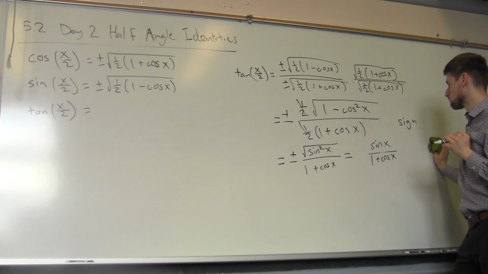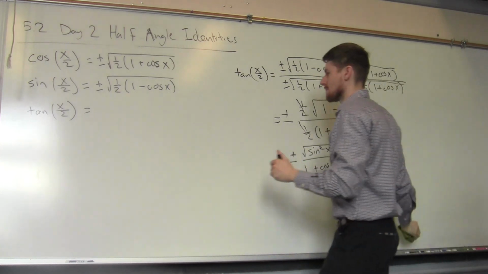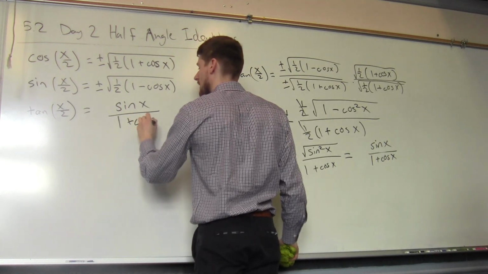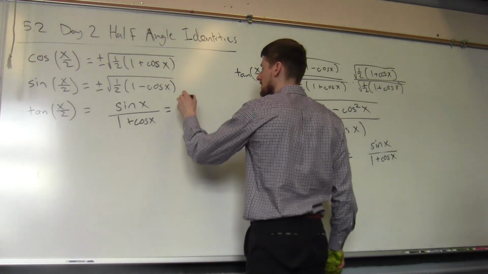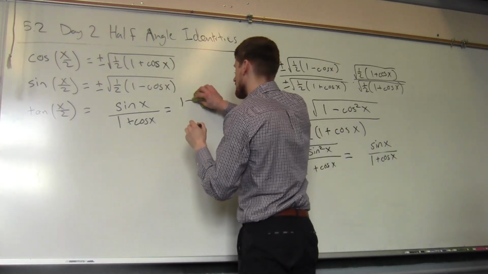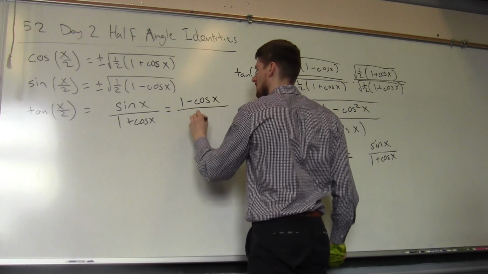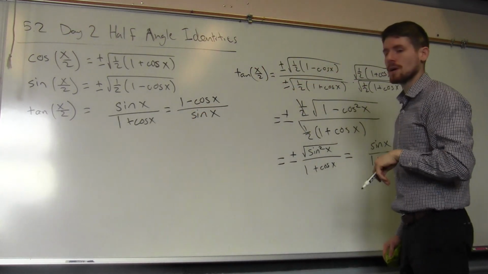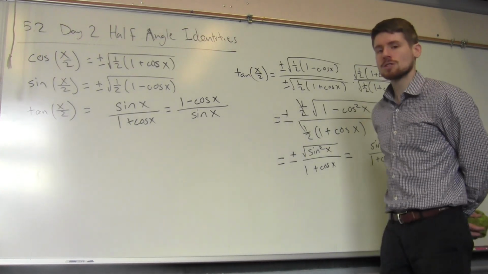Okay. So that is the tangent half-angle identity. Sine x over 1 plus cosine x. And it's also equal to, you've seen it reformulated this way, 1 minus cosine x over sine x, like that. Either way, pick your poison. They're the same. Okay, those are the half-angle identities.